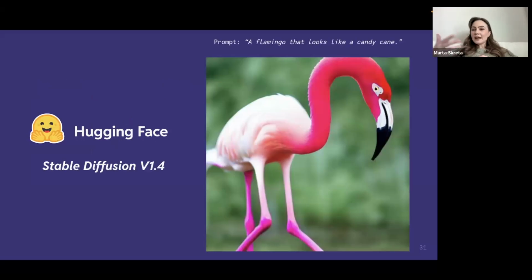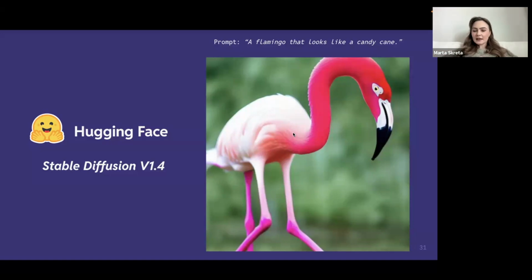Well, you might go to your favorite image generation model, and you might prompt it, give me an image of a flamingo that looks like a candy cane. Here we use Stable Diffusion 1.4. And if we look at the output, we see that it looks nothing like a candy cane. It would look like a flamingo if they had 3 legs, but they don't. So it doesn't really get the point there either. So we see that it's a hard task, that this model struggles with composing 2 concepts together.